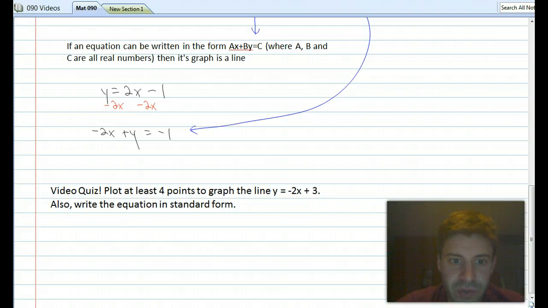Okay, it's time for your video quiz. Plot at least 4 points to graph the line y equals -2x plus 3. That's just using the techniques that we used in this video. Also, when you're finished, write the equation in standard form.